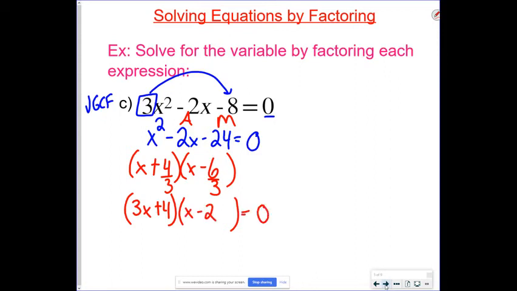And now I can set it equal to 0. So I'm going to say each factor, 3x plus 4, equal to 0, and x minus 2 equal to 0. And just solve each of those for x.